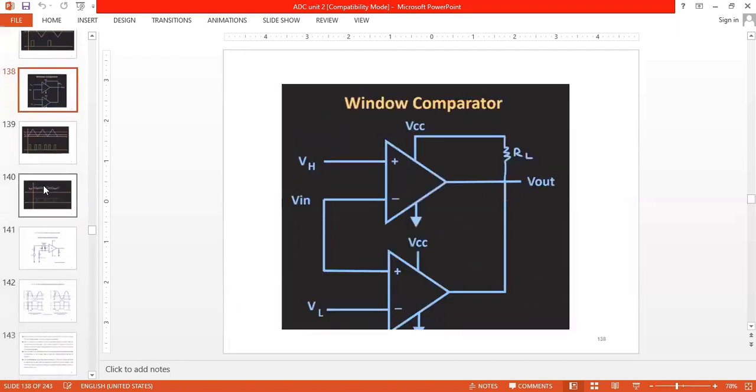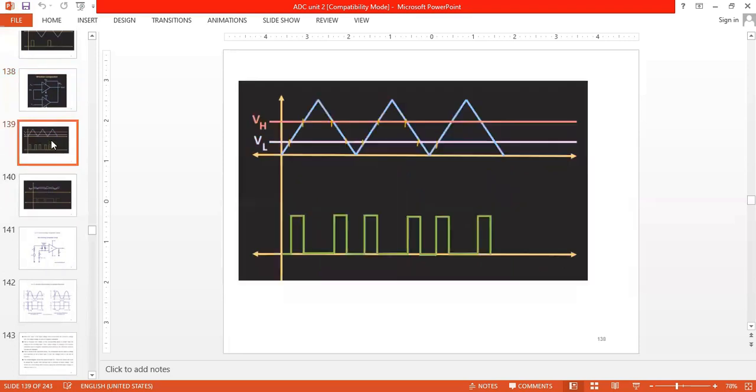A comparator is also mostly used in window models. Window comparator means it compares three levels. In the previous model we compared only two signals, but in the window comparator model we take two reference voltages: a low threshold voltage and a high threshold voltage. The difference between these two gives the output.